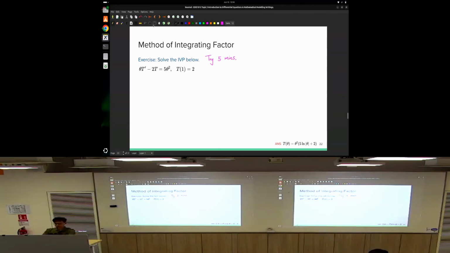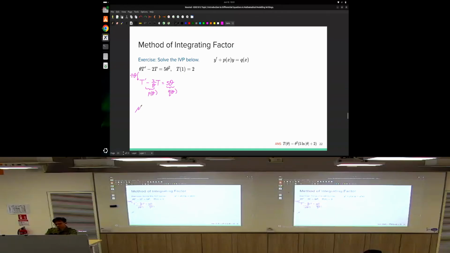Right, so let's go through. Once again, you will need to put it in this form, if possible. You can see a T prime here. The one with the prime is the function to solve for. So basically, you just divide by theta in this case. Hence you get T prime minus 2 over theta times T equals 5 theta. So you observe that the p of theta is minus 2 over theta, because you have a plus here, then this is a minus. Then the q of theta is 5 theta. So you have to recognize the p and q correctly.